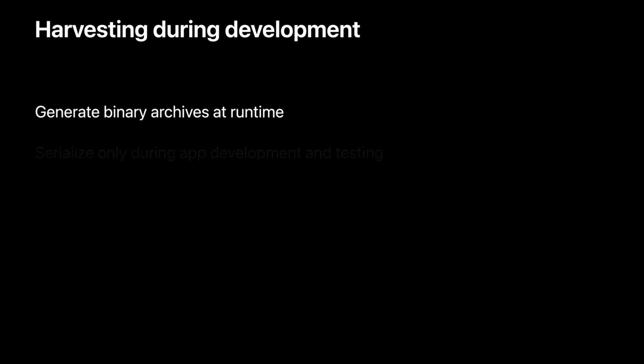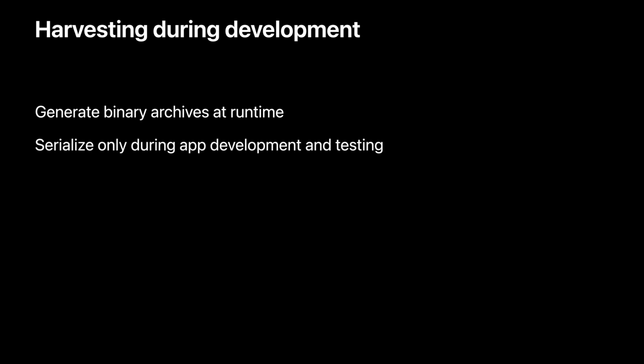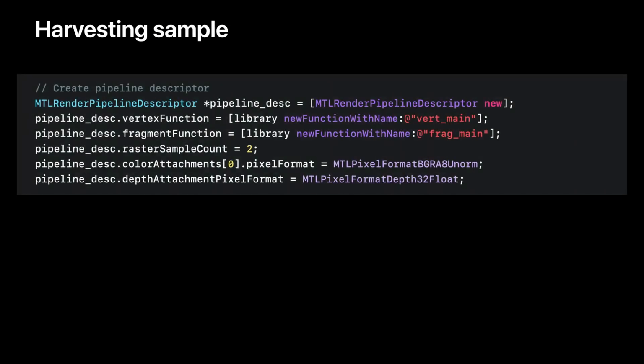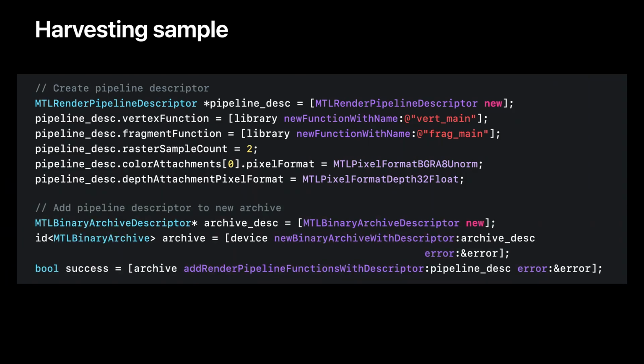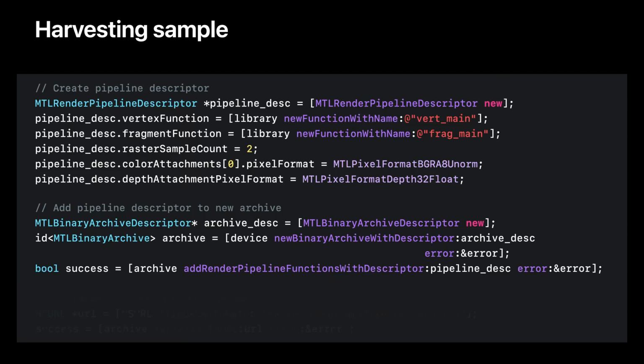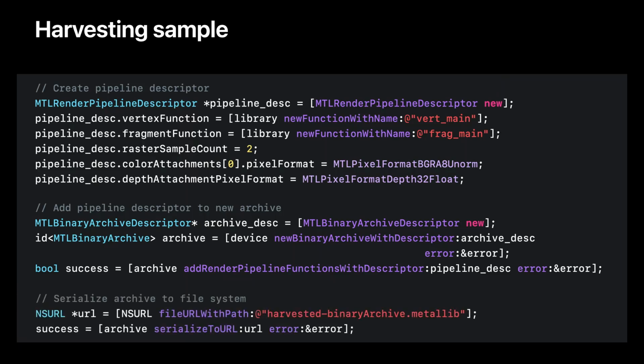You also may want to kickstart JSON script generation, and using the Metal runtime can help. Simply generate your binary archives at runtime and serialize them during your development and testing process. Now I'll show you how you can accomplish this with the Metal API. You begin the runtime harvesting process by creating your pipeline descriptor with state and functions, adding it to an archive which generates GPU binary, and serializing it to the file system to import into and load from your app's bundle.